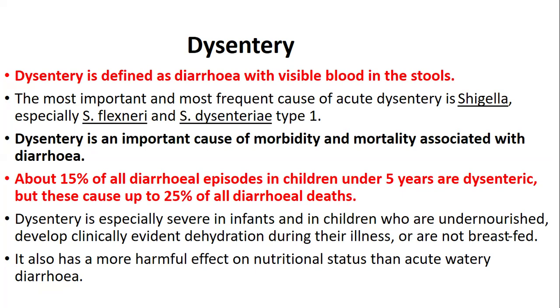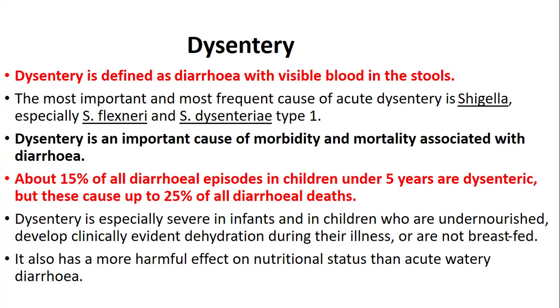Dysentery is an important cause of morbidity and mortality associated with diarrhea. About 15% of all diarrhea episodes in children under 5 years are dysenteric, but these cause up to 25% of diarrhea deaths. It is especially severe in infants and children who are undernourished. So being undernourished is one of the factors that make the condition worsen.